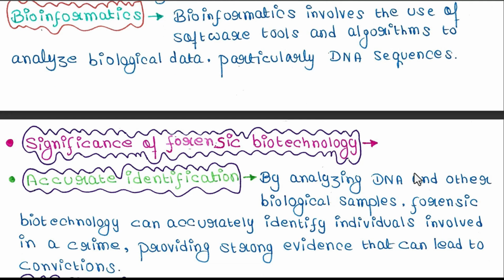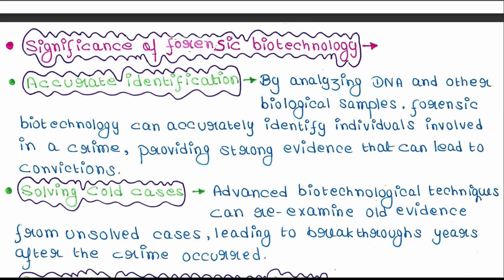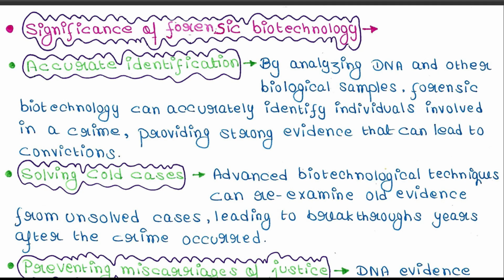So next is the significance of forensic biotechnology. Why do we do forensic biotechnology, how does it help us? First is accurate identification. By analyzing DNA and other biological samples, forensic biotechnology can accurately identify individuals involved in a crime, providing strong evidence that can lead to convictions. So this is very important and strong evidence because you know that DNA fingerprinting is one of them, since the DNA sequence is identical.